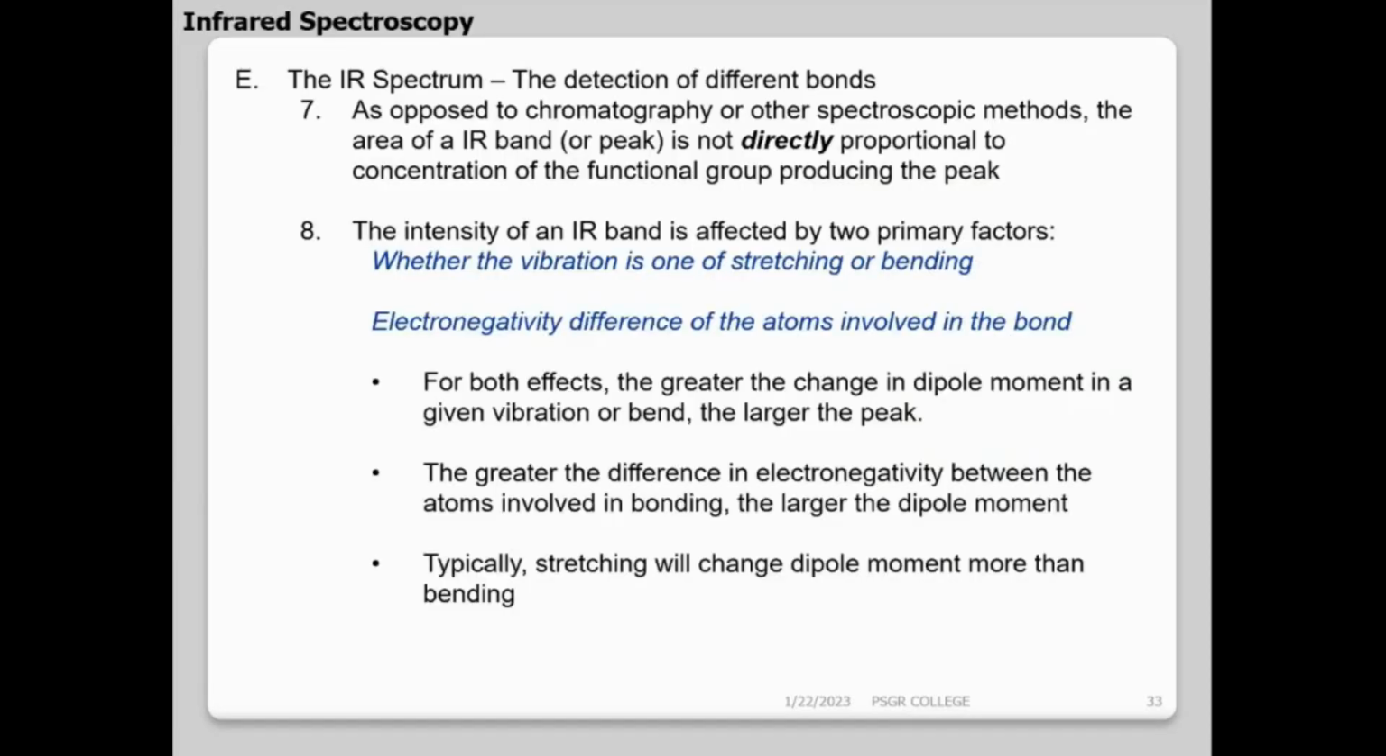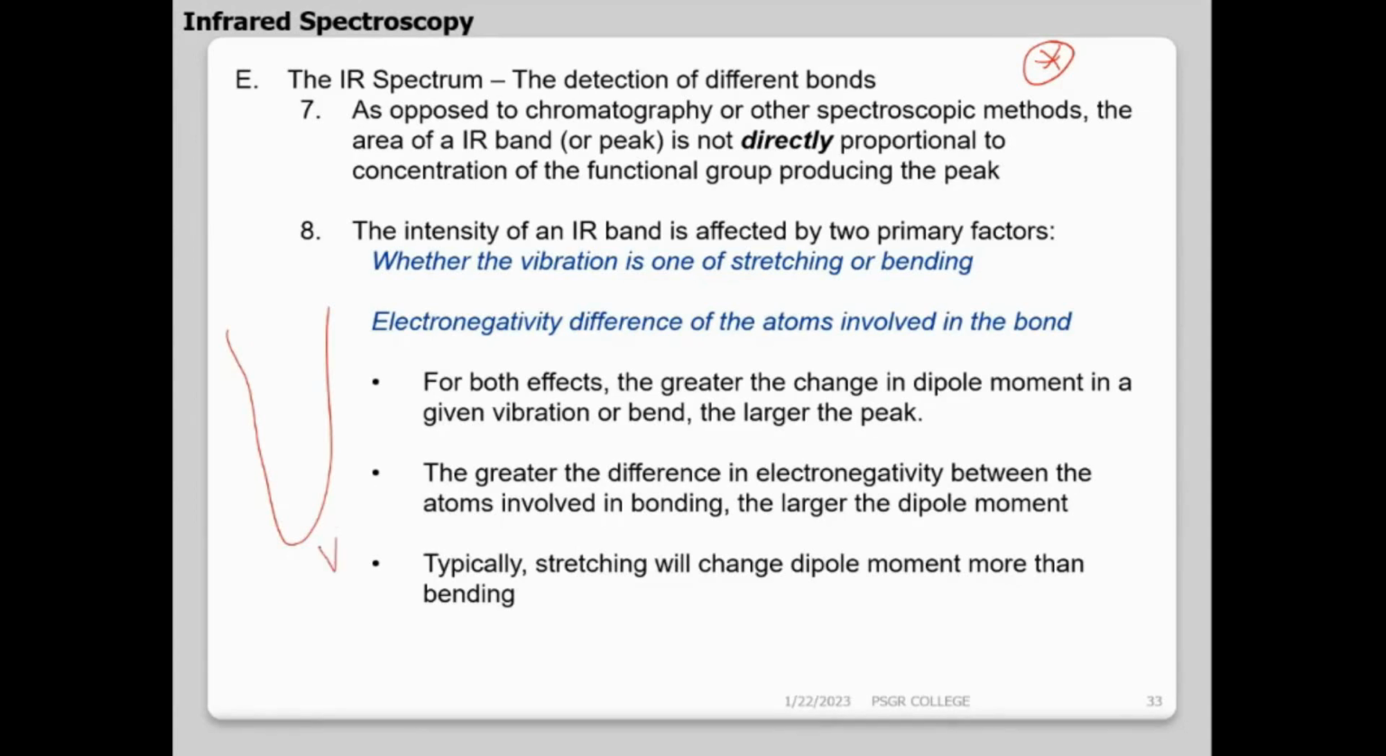So for the same reduced mass they've given. Okay, so now again a very important slide. Just write it because it is based on questions. So the detection of different bonds, as opposed to chromatography or other spectroscopic techniques, the area of the peak. So is the bond strong or weak? I have a very weak band, I have a very strong band.